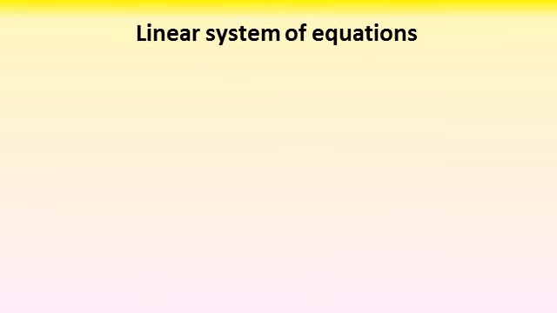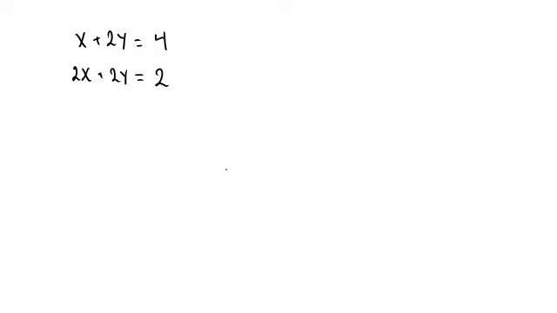In this lecture, we'll take a look at linear systems of equations. First, before we start, let's take a look and review the case of two equations with two unknowns. Here is a simple example of a system with two equations and two unknowns, x and y.